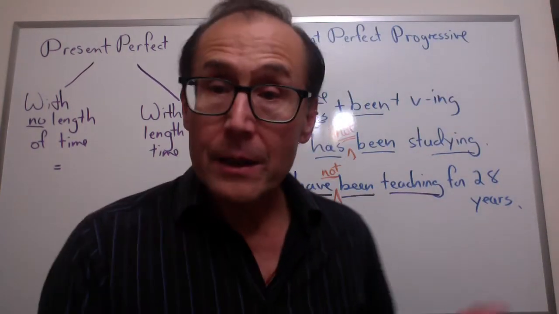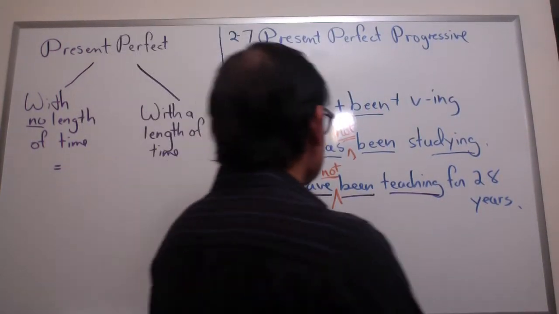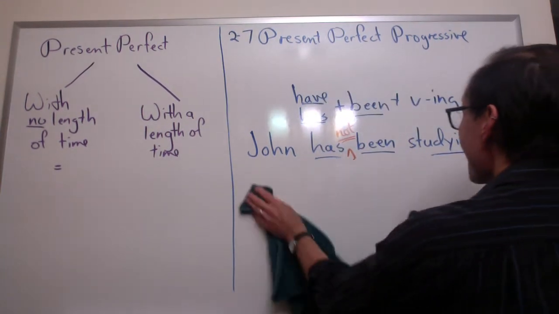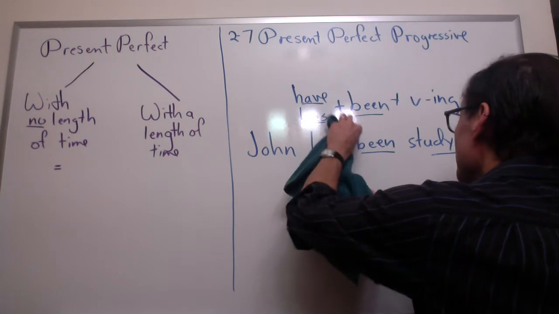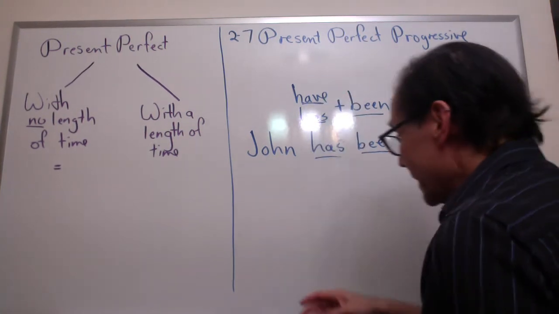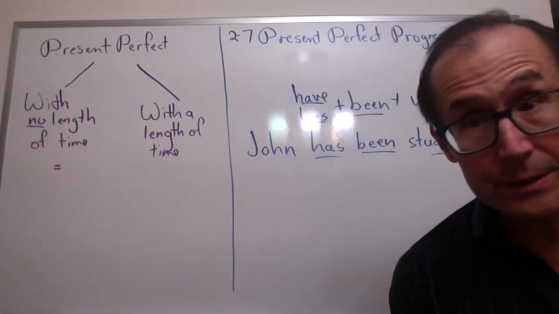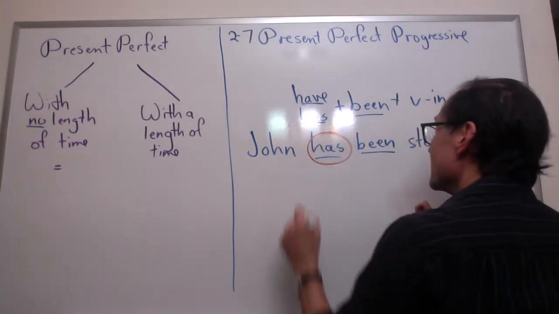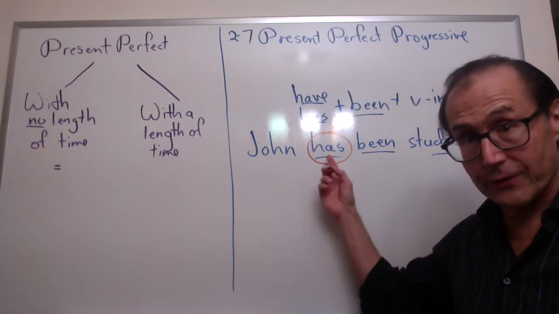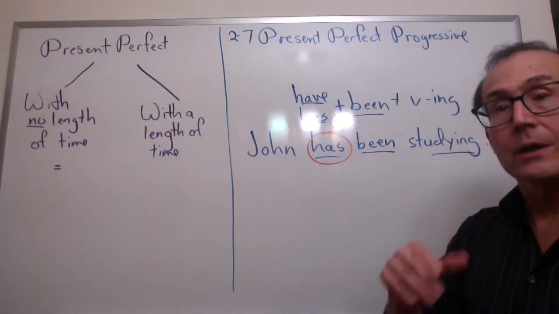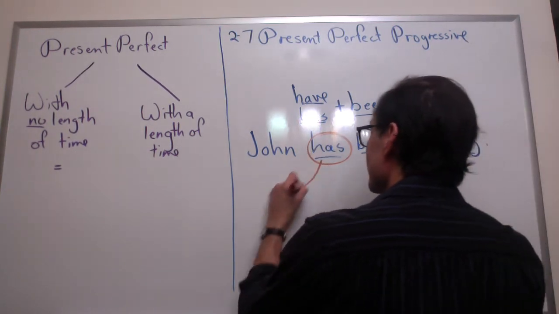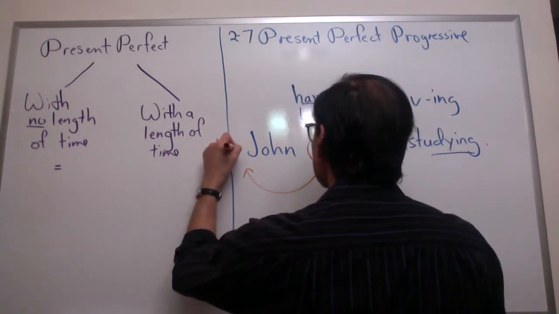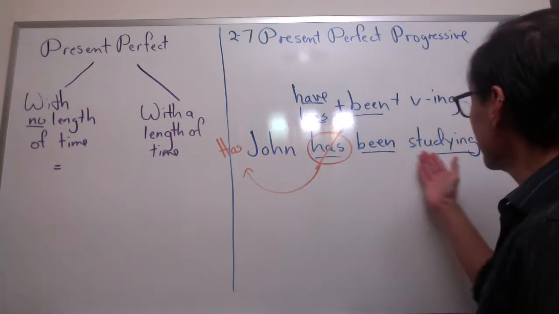Okay? Let's talk about how I make a question. Let's just use this first one. To make a question using present perfect progressive, I just take the first word of the verb. Here, the first word is have, has. And I move it in front of the subject. And so I would get, has John been studying?